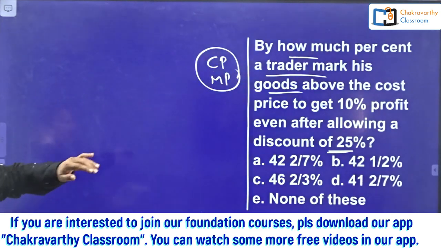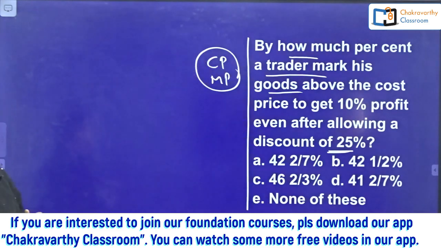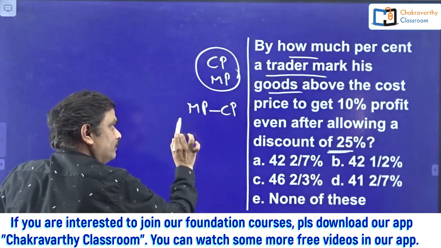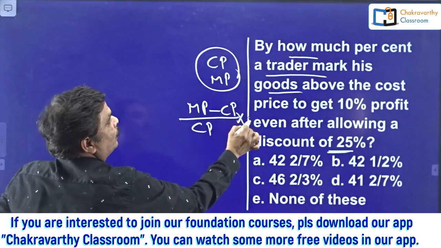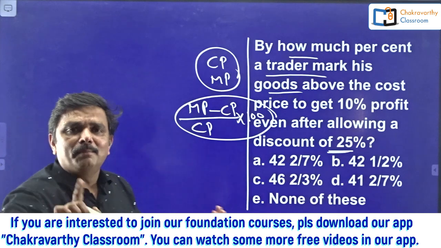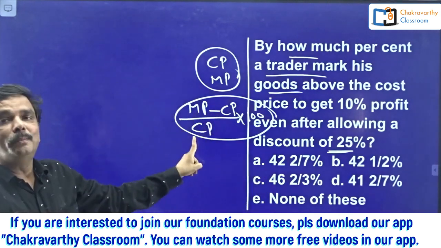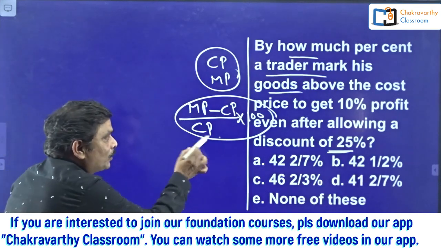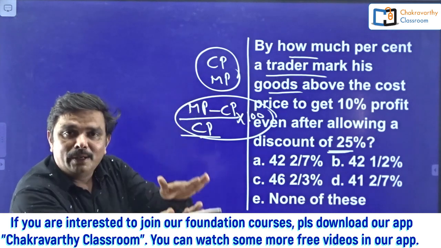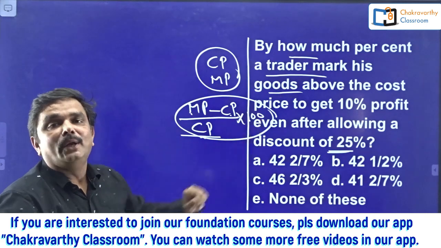And here they have asked how much percent the trader marks his goods above the cost price. That means mark price minus cost price, divided by cost price, into 100 is my answer. You have to get this idea first. Very, very important. How much percent above the cost price, percentage wise, is based on the cost price only. How much above the cost price will become the denominator. Difference between marked and cost price divided by cost price into 100.